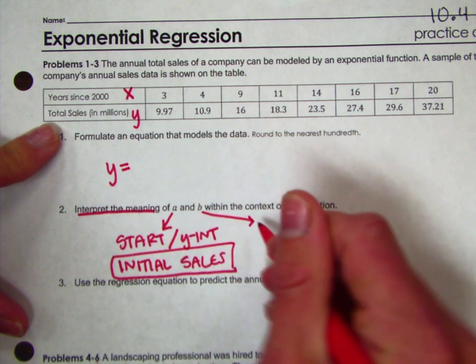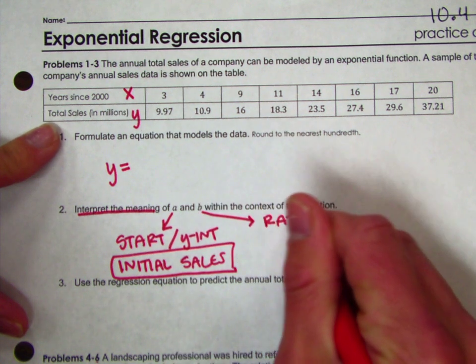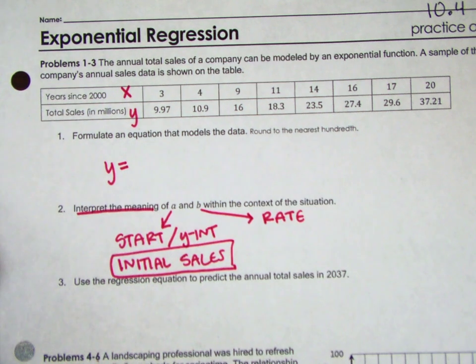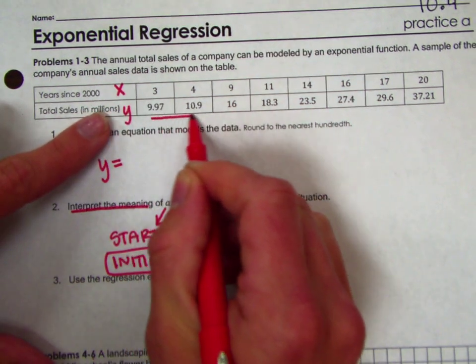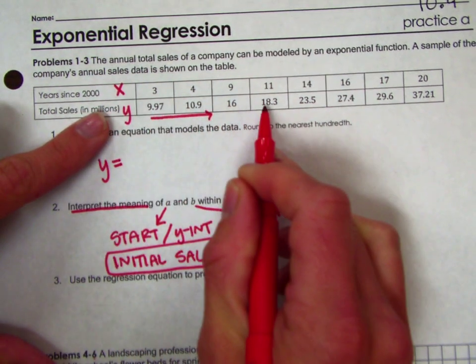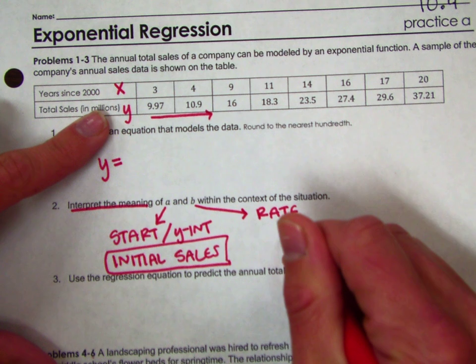The B value is going to be your rate. So look at your rate and determine if it is going to tell me a growth or a decay. If you look at your Y values, they are getting bigger, so it should be a growth.